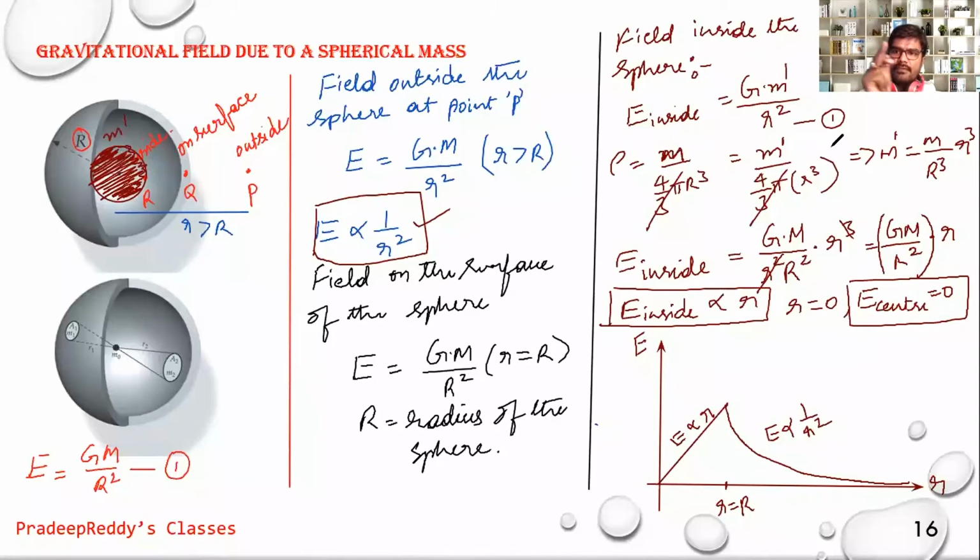And from the center, as you are moving out from this center region, the field value goes on increasing. Field value increases up to this radius r, and beyond this radius r, E is inversely proportional to r square. That is the reason why, as E is inversely proportional to r square, the field goes on decreasing outside the sphere.